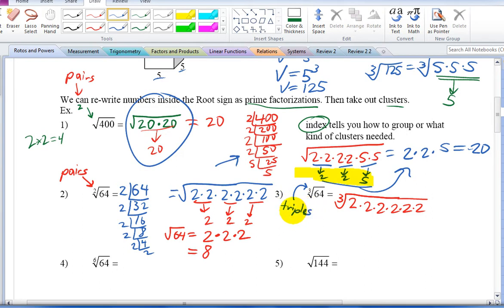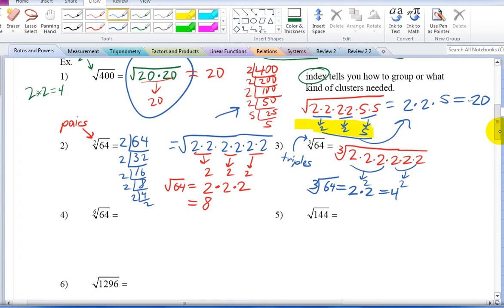Okay. So underline it. Here's a triple, and there's a triple. We can remove a single digit from each of them. So the cube root of 64 equals 2 times 2, which equals what? 4. All right. Hard concept. How you guys doing? Thumbs up, down, in the middle. Okay, all over, good.